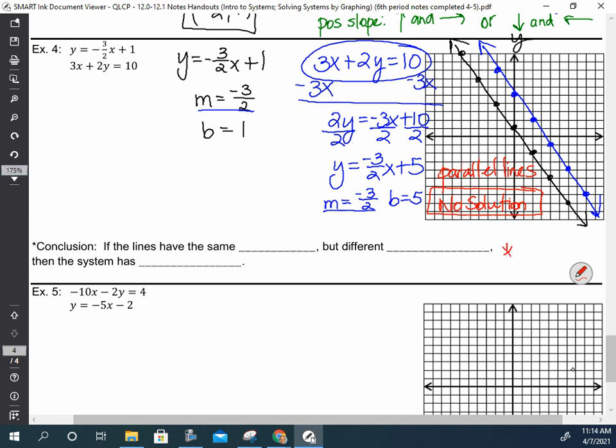So here is the shortcut to figuring that out. If your lines have the same slope, which these did, but different y-intercepts, then you have no solution.